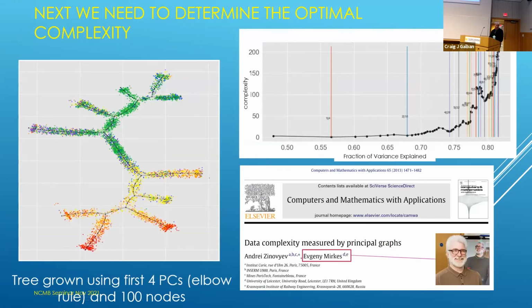Next, we needed to optimize the complexity of our model. So how many nodes do we want to use in our model? So this is the 100 nodes, 4 principal components. A lot of this work was done by Eugene. He's another collaborator helping us with this project.